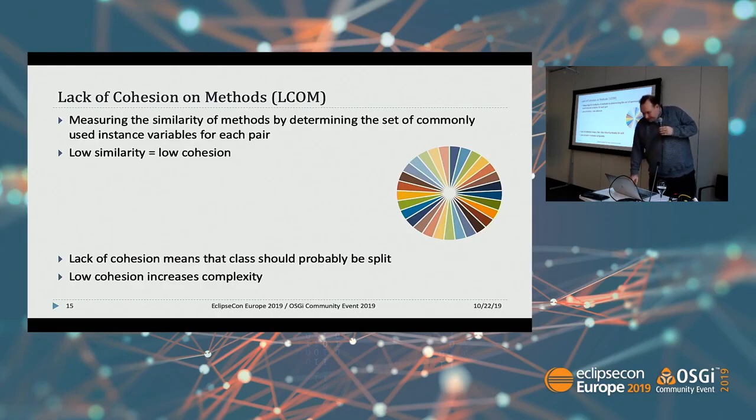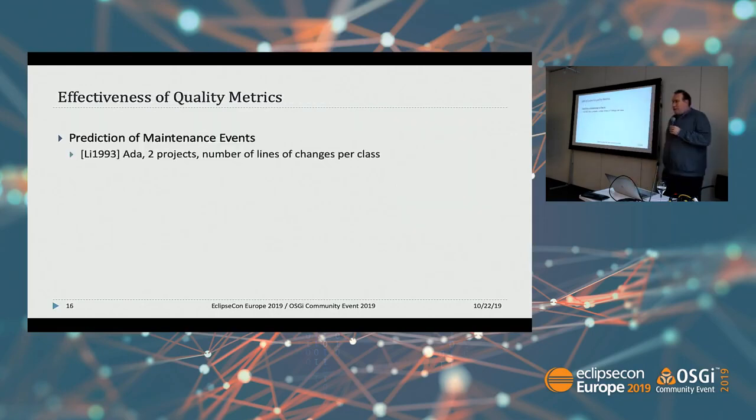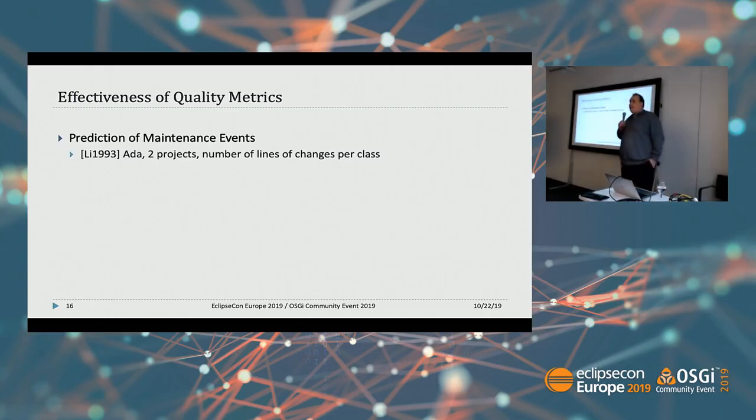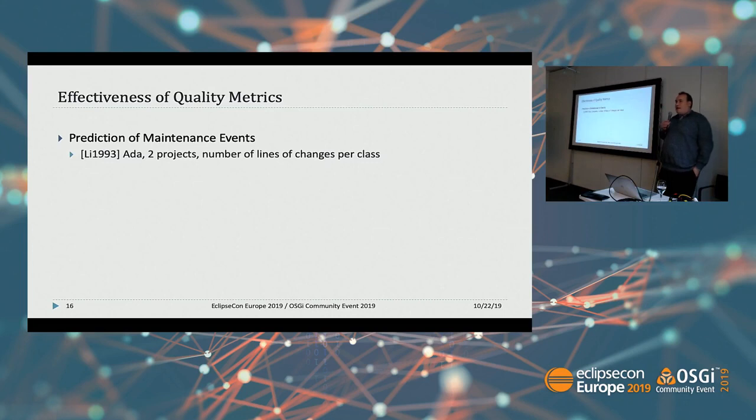No? All right, so let's come to the effectiveness of quality metrics. Many of those metrics have been around for a long time, right? Especially those that I talked about. And indeed, people in the software engineering community have tried to measure empirically the impact of those metrics and to which extent they are predictors for code quality.